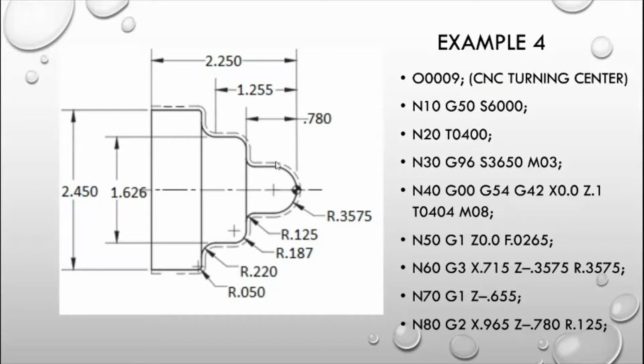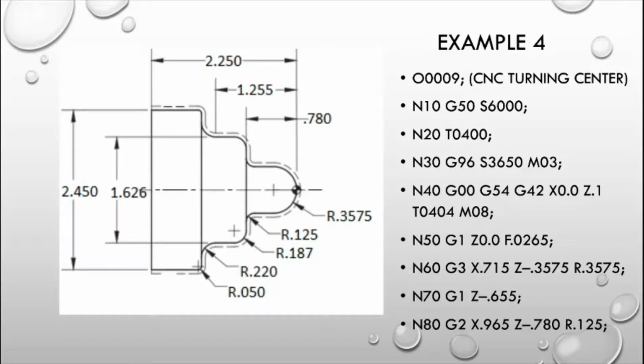N70 is the sequence number. G01 is linear interpolation, and the position of Z is minus 0.655. That shows our cutting tool moving in this direction. And again the sequence number N80.